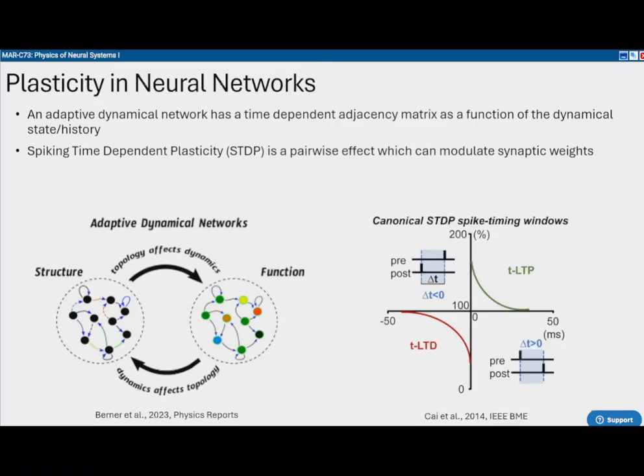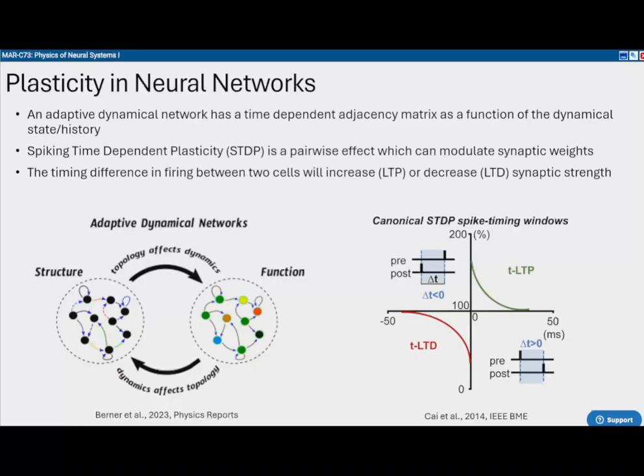Just one example of this kind of effect, we're going to talk about spike timing dependent plasticity. This is not the only or nearly the only effect that can modulate synaptic weights, but it's just one example of a well-studied one to show that there are many ways that the synapses change between the different neurons.